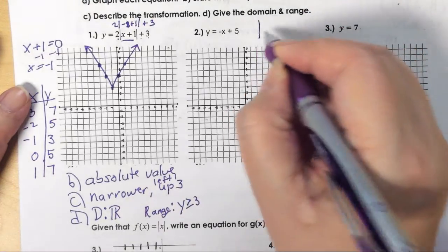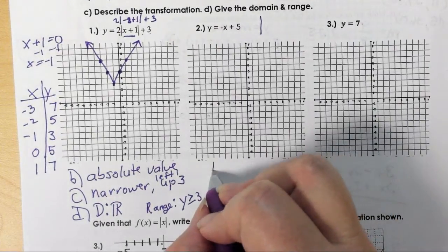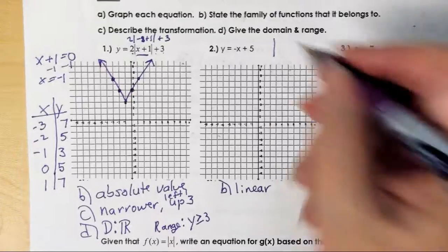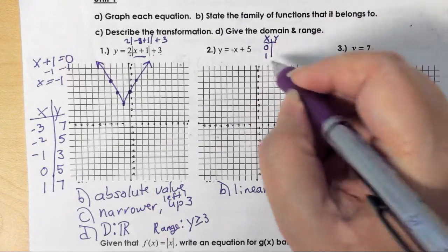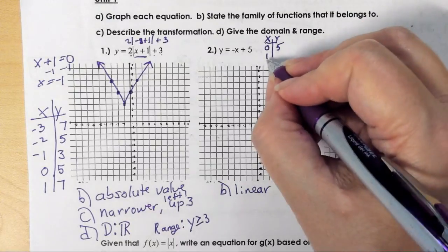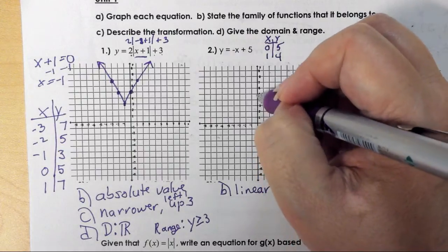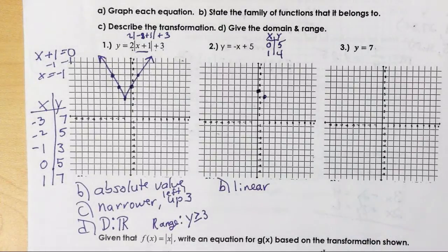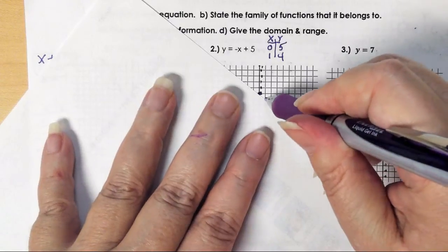When you're doing your absolute values or your linears, so this is now a linear. You can do a t-table on linears of 0 and 1. So we got 0 is 5, 1 is 4. So I got 0, 5 and 1, 4, and then I would use a straight edge to connect it. You can do more points, but we know it's linear, so we only need 2.